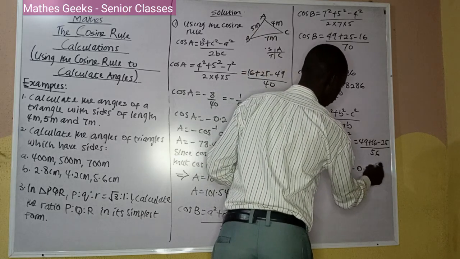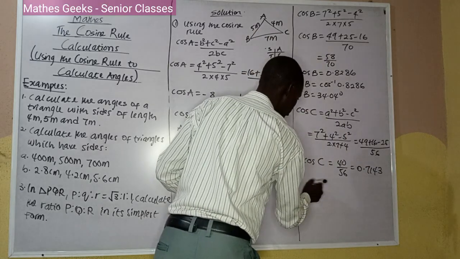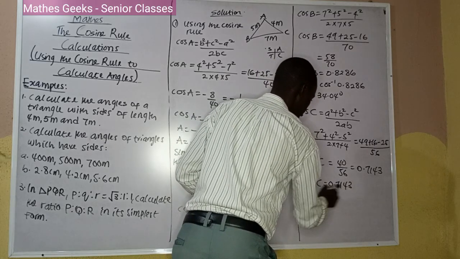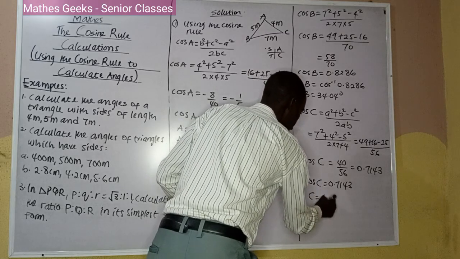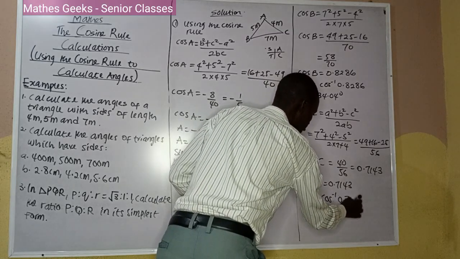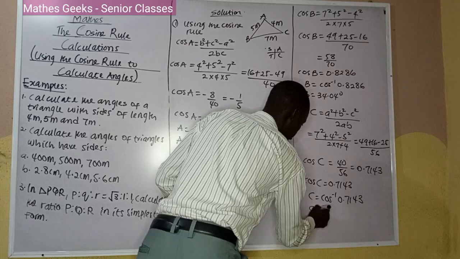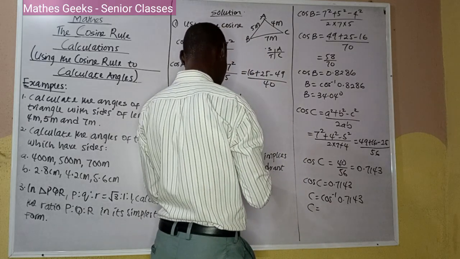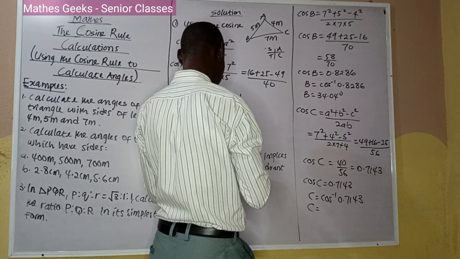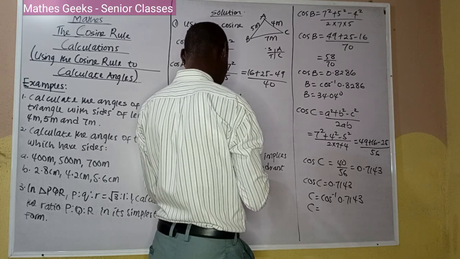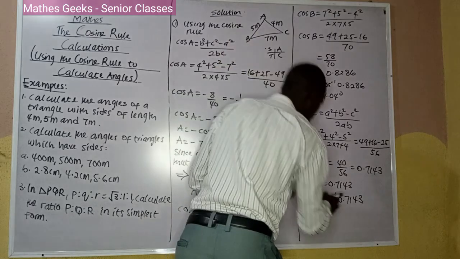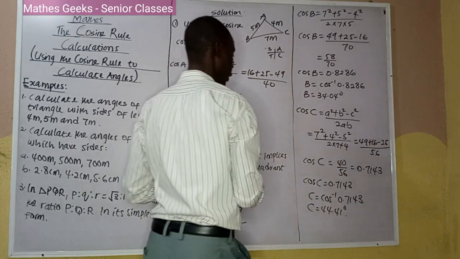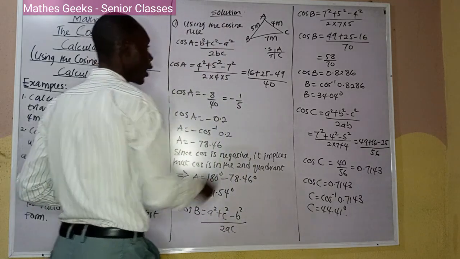40 divided by 56 gives 0.7143. So cos C is 0.7143, and then C is equal to shift cos 0.7143, which is 44.41 degrees. So that's the value of angle C.